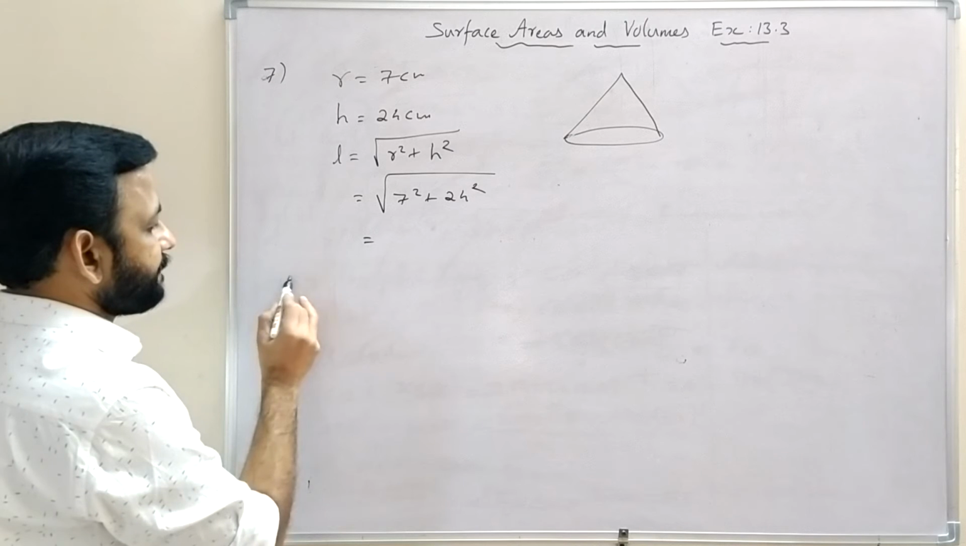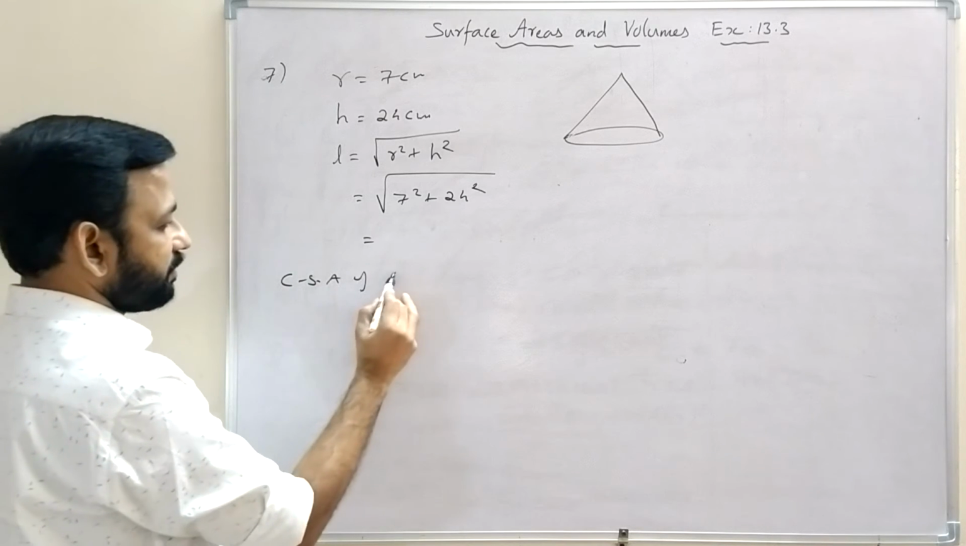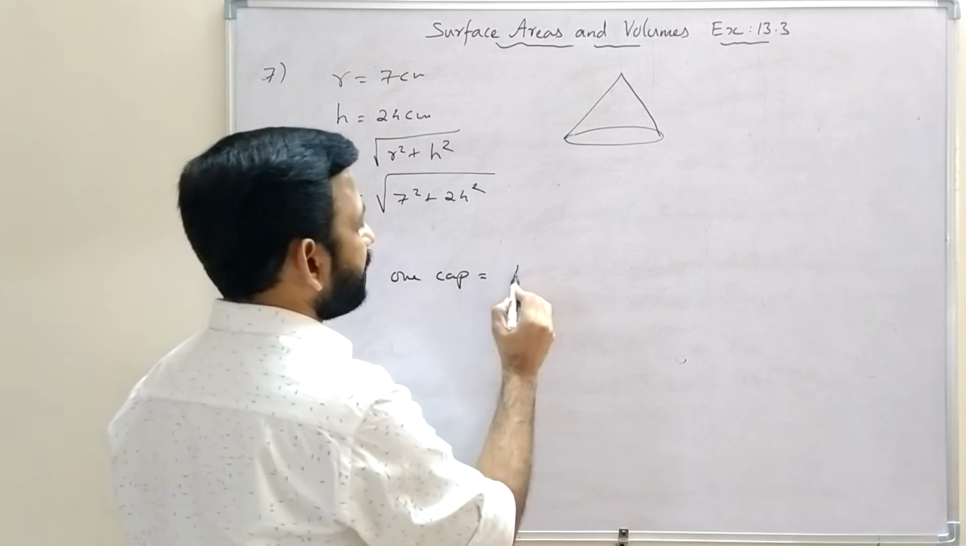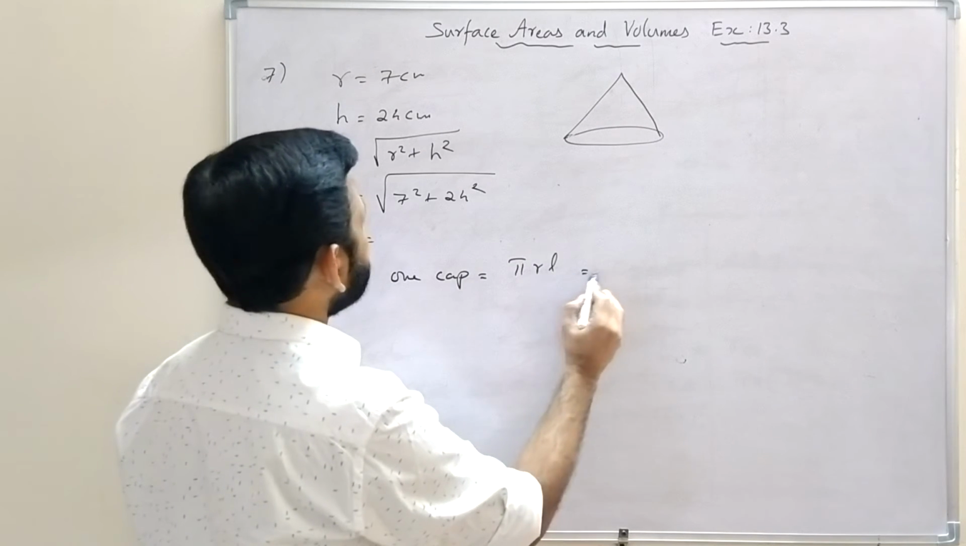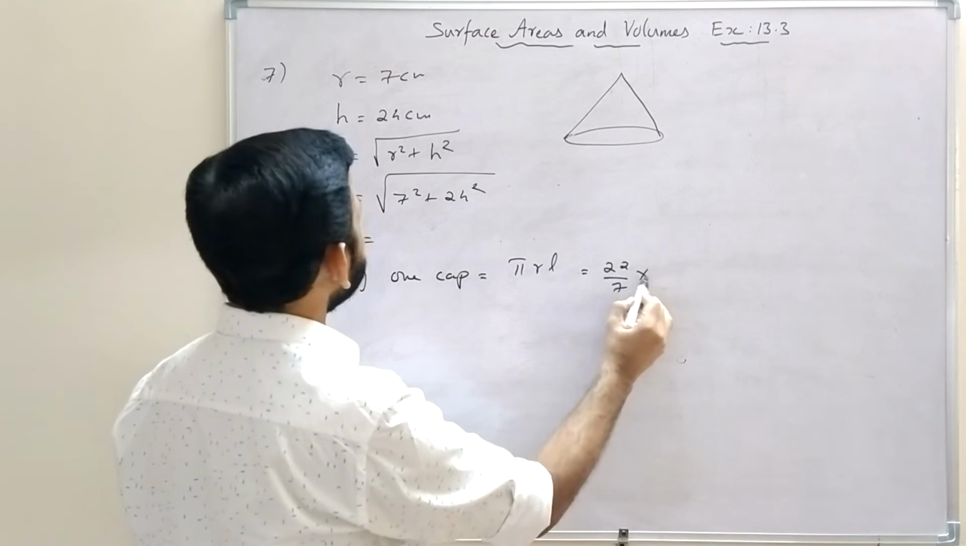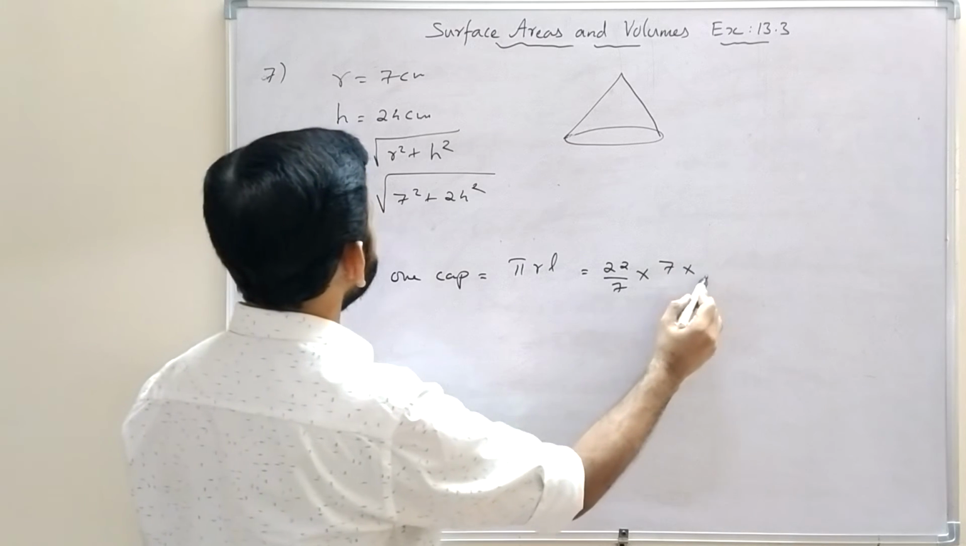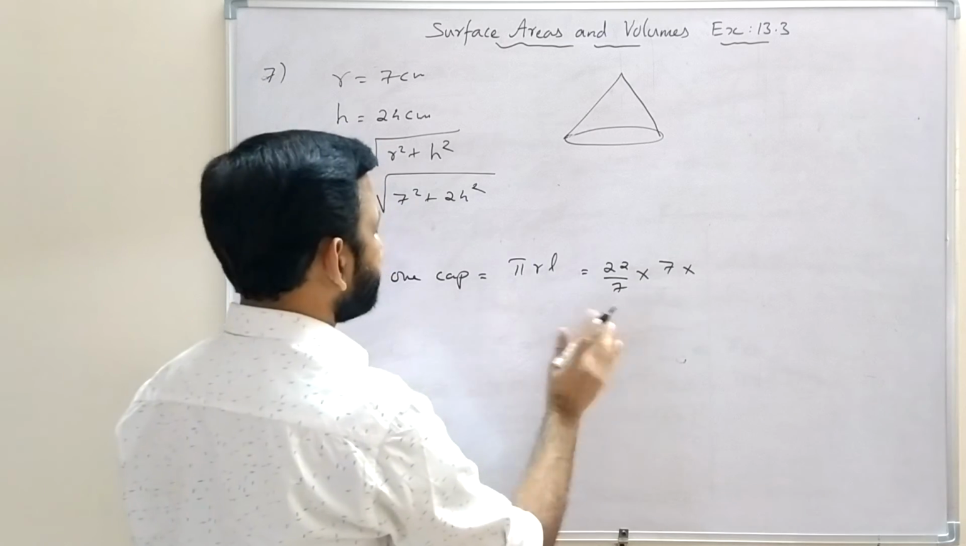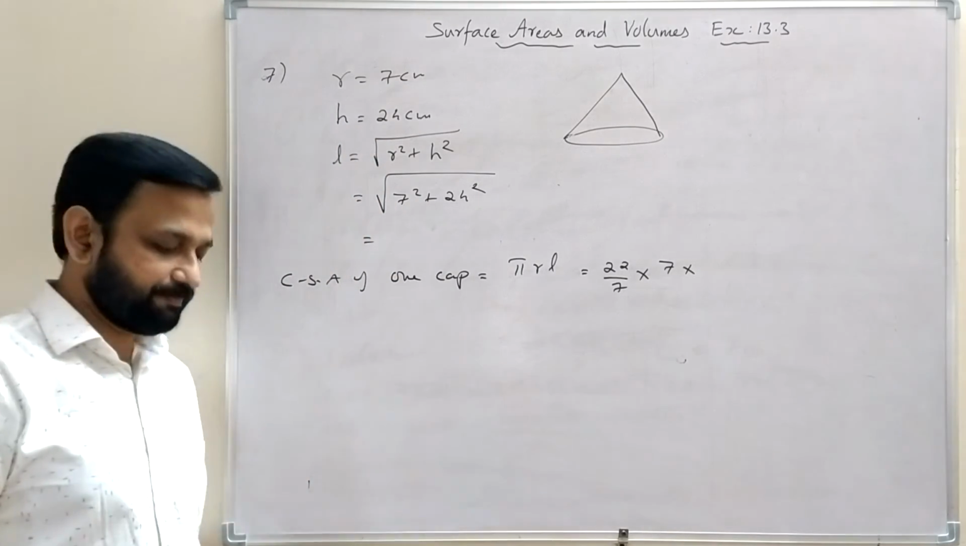Then CSA of 1 cap. CSA of 1 cap is equal to pi RL, that is 22 by 7 into radius 7 into L. So we will get L from here. So when we simplify, we will get the CSA of 1 cap.